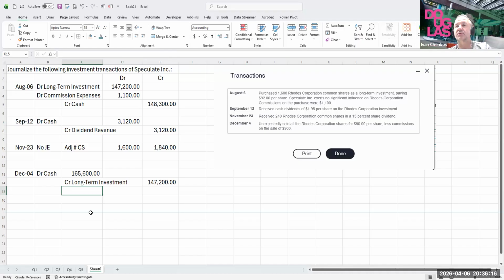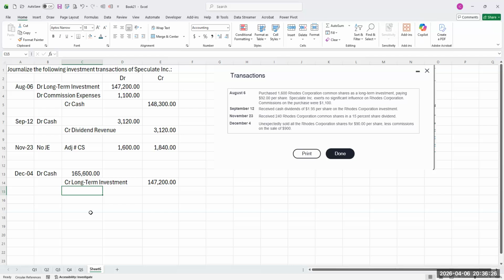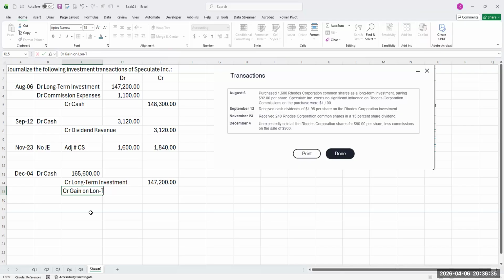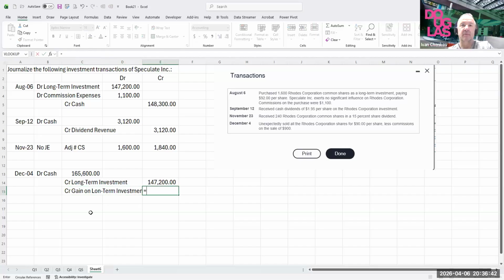What happened now? Do you have a gain or loss? We have a loss. Actually, sorry, it's a gain. So credit, we're gonna get gain on long-term investment, which is equal to this one minus that one. Now that's for the cash.